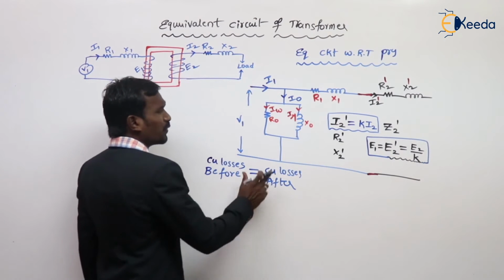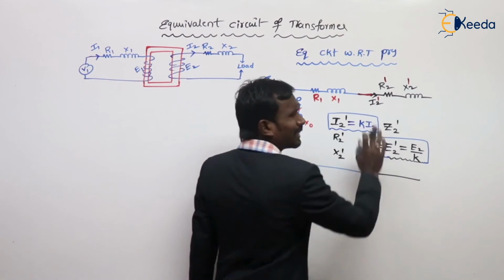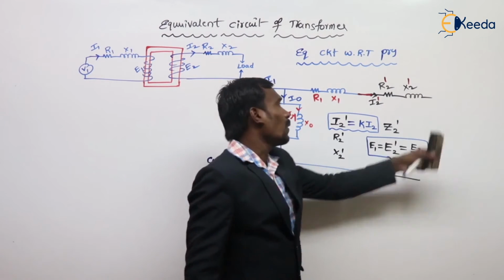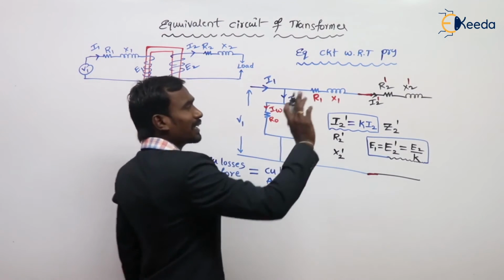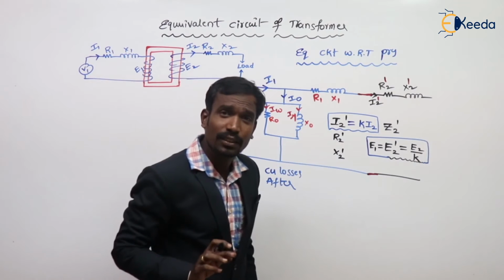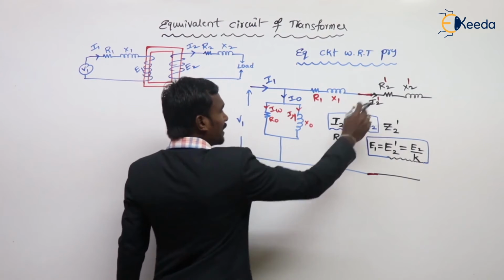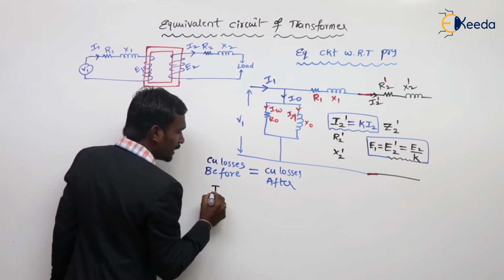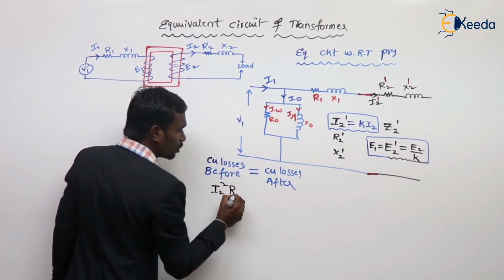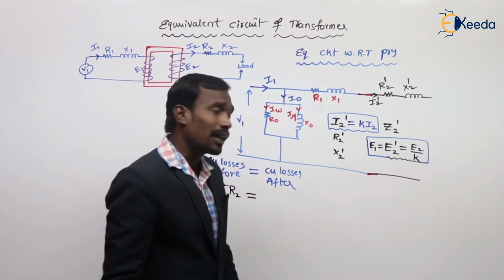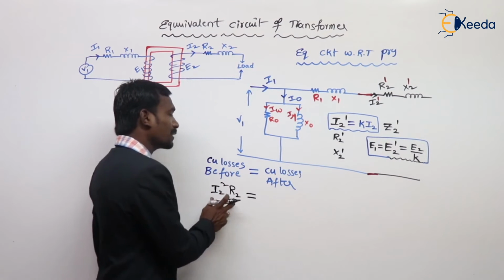Which is the transformation branch, primary or secondary? Secondary is the transformation branch. What are the copper losses in the secondary before transformation? Before transformation, the copper loss in the secondary is I2 square R2.